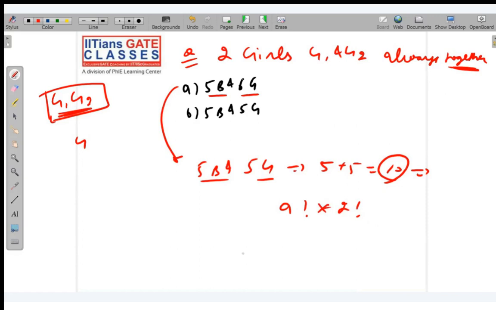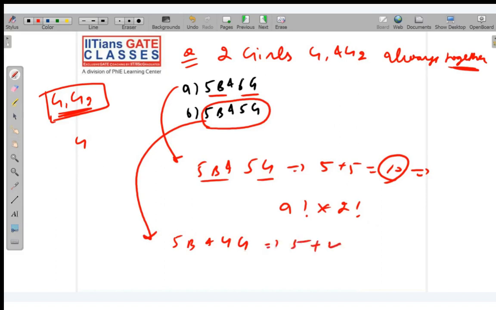Okay, I hope I have made the point clear to everybody. And what about this question, 5 boys and 4 girls? Same thing. So how many objects are there? 5 plus 4, that is 9 objects. So obviously how many ways to arrange them? 8 factorial ways to arrange them. And then these two girls should be together, so 2 factorial will be multiplied.